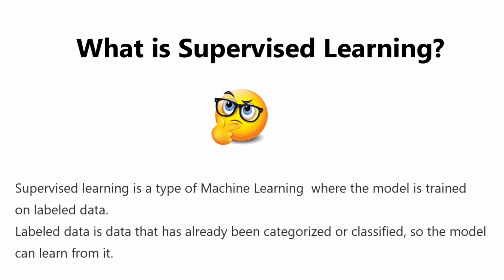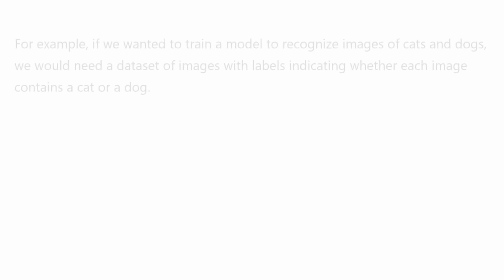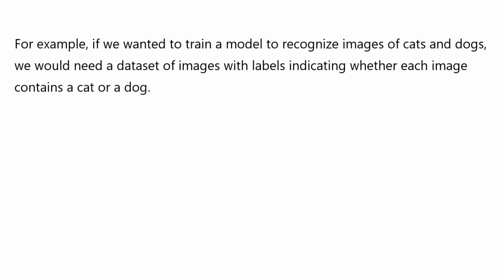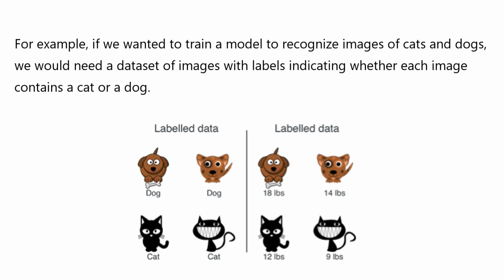Supervised learning is a type of machine learning where the model is trained on labeled data. Labeled data is data that has already been categorized or classified, so the model can learn from it. For example, if we wanted to train a model to recognize images of cats and dogs, we would need a dataset of images with labels indicating whether each image contains a cat or a dog.